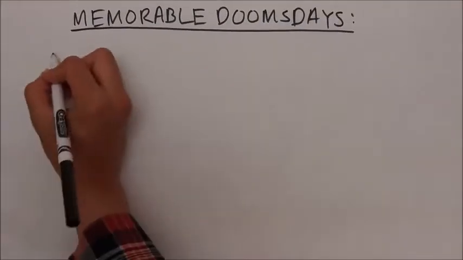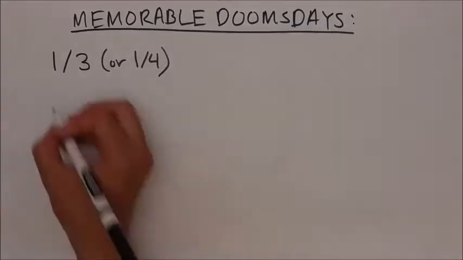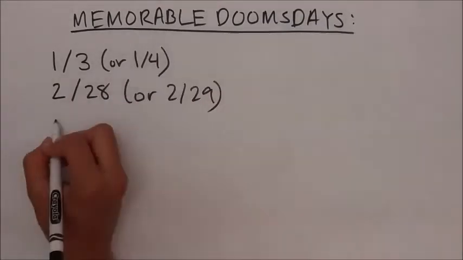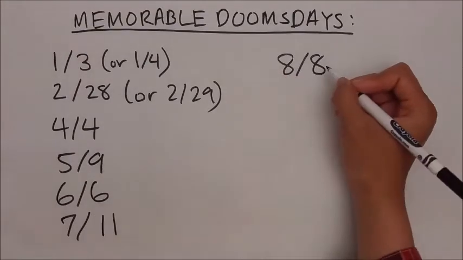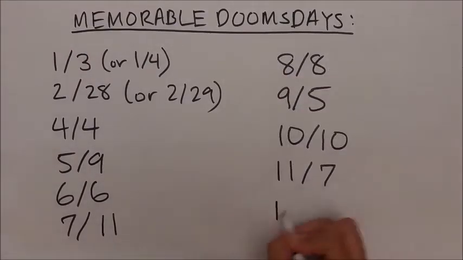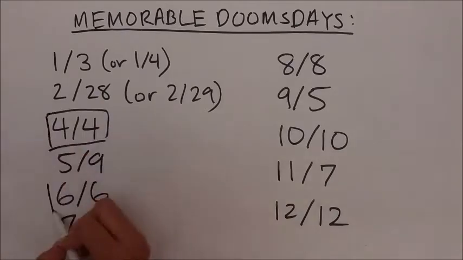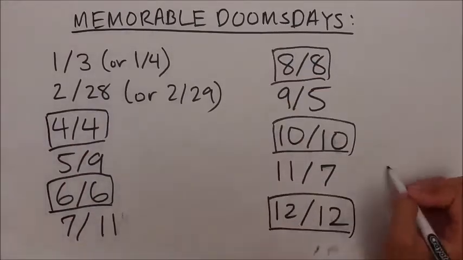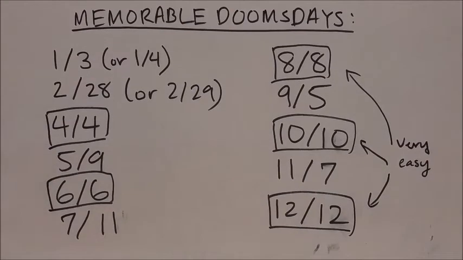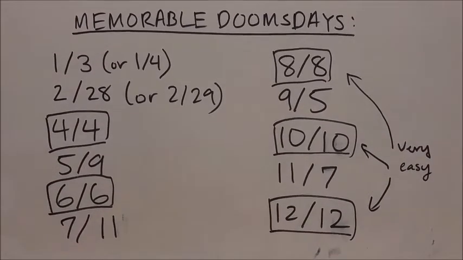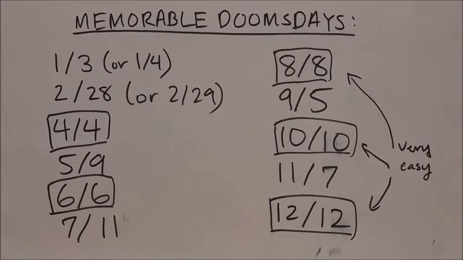January 3rd for regular years, or January 4th for leap years, the last day of February, April 4th, May 9th, June 6th, July 11th, August 8th, September 5th, October 10th, November 7th, and December 12th. Some of them, like April 4th and June 6th, are very easy to remember. However, there are a few tricks for other dates.